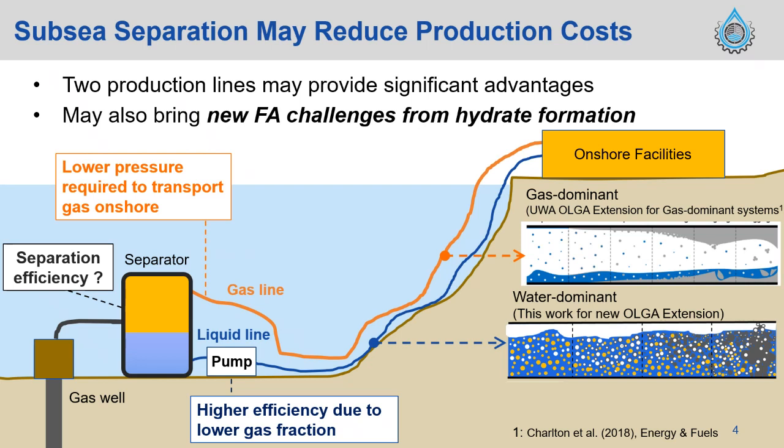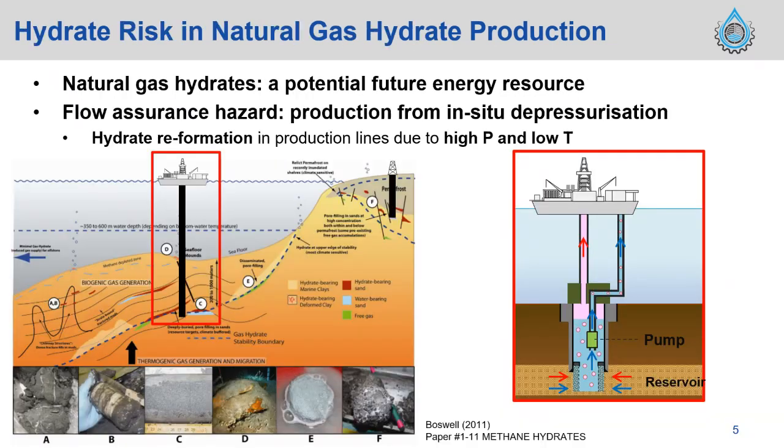To this challenge, we already developed an OLGA extension, a tool to predict the hydrate growth in gas dominant systems. But we didn't have any OLGA extension for water dominant systems. So this work is a part of our challenge to develop a new OLGA extension for water dominant systems. This concept should be applicable to natural gas hydrate production because a similar concept was already employed in the actual field test of natural gas hydrate production.